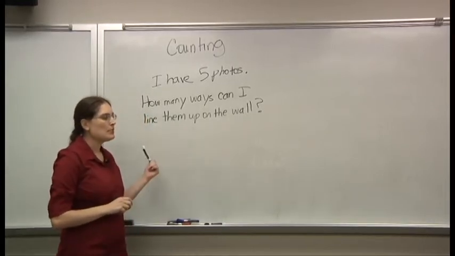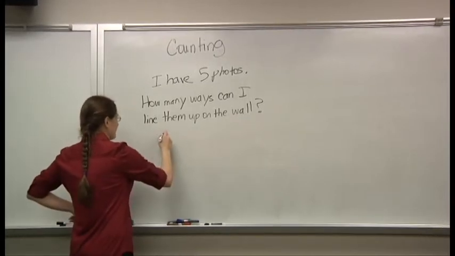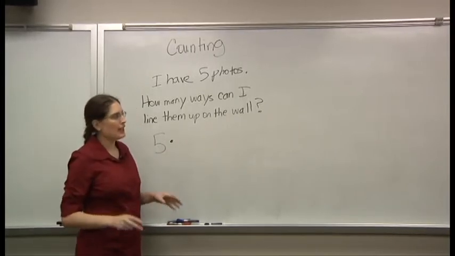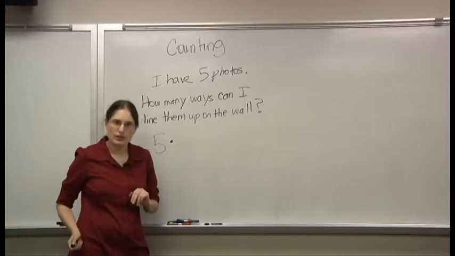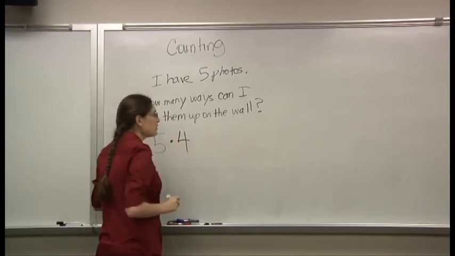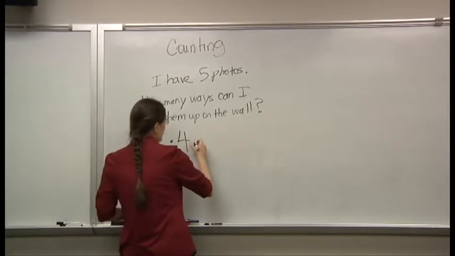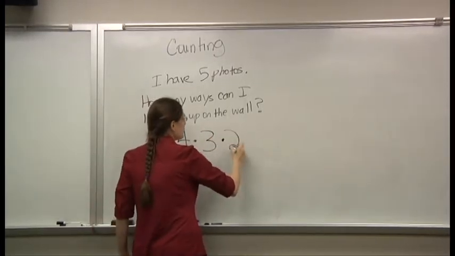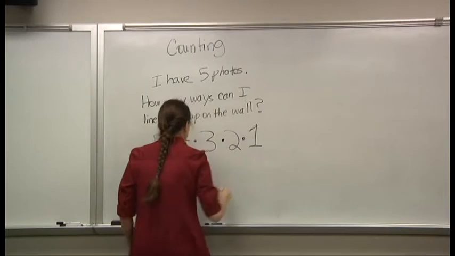Well, how many different pictures could go first? 5. You have 5 choices for the first picture. So let's say I take a picture of some trees and I put that up first. How many choices do I have for the second picture? There's only 4 left because I already used one. For the third picture, there's only 3 left. For the fourth one, there's only 2 choices left. And for the last picture, there's only 1 choice.